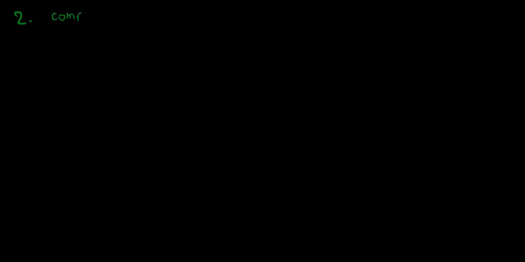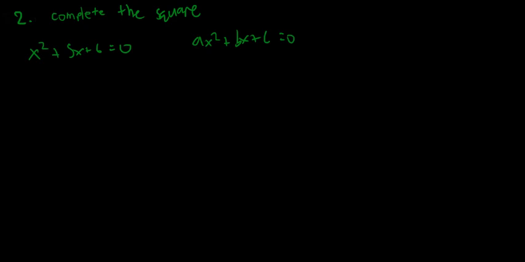Complete the square. Now, when you complete the square, so we have x squared plus 5x plus 6 is equal to 0. Now, the way we complete the square is we subtract c from both sides. So ax squared plus bx plus c is equal to 0. So I'm just going to walk you through it on this side here. So we're going to subtract c from both sides.